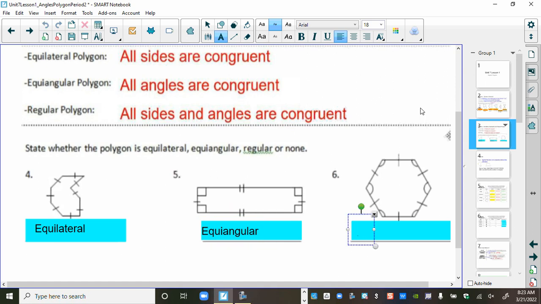And then what about this last one here? Sides are congruent. They have that single dash mark. Angles are also congruent because they all have that same single arc. So in this case, if the sides and the angles are congruent, this is a regular polygon. You don't have to put the word polygon, but this case is regular polygon. All the sides are congruent, all the angles are congruent. And we're going to be dealing with regular polygons quite a bit this upcoming unit.